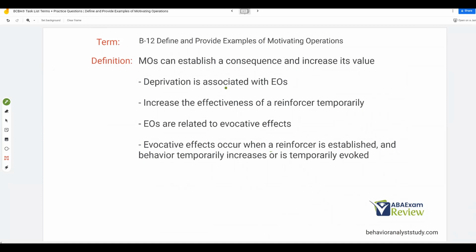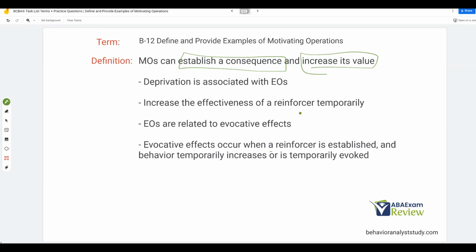All right, establishing operations and evocative effects. So MOs can establish a consequence and increase its value temporarily. We call it an establishing operation. The value of a consequence is temporarily increased. Often deprivation is associated with EOs. So when you're not getting enough of a stimulus, it increases in value. Race and you're dehydrated, you need water. Haven't had your favorite meal for a while, you want your meal. You haven't seen a friend in a long time. Being deprived is typically associated with EOs because the value of the consequence increases.